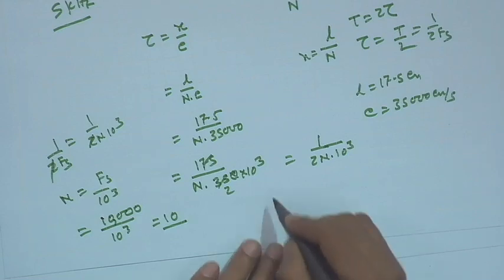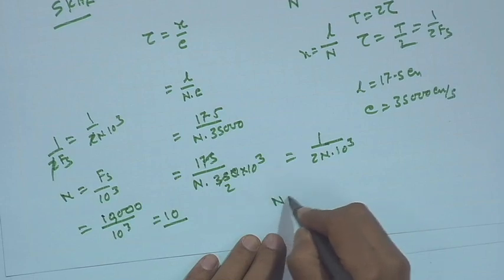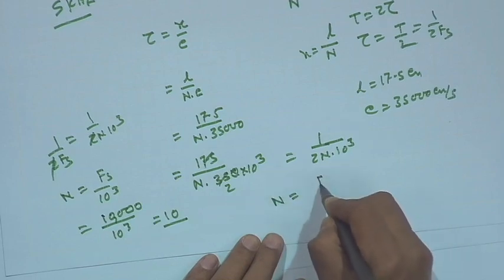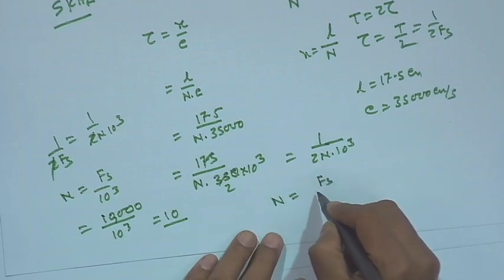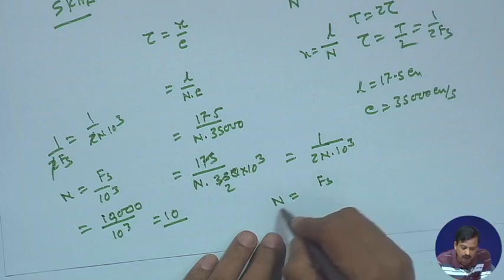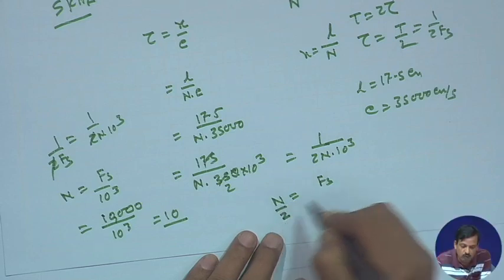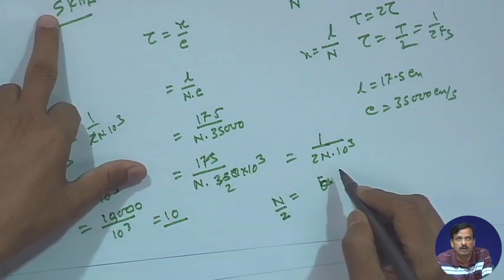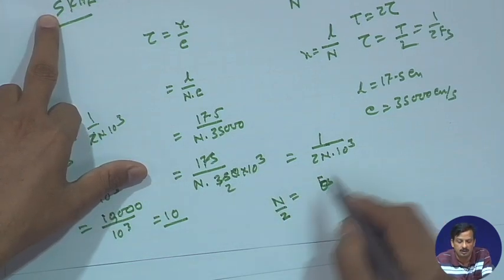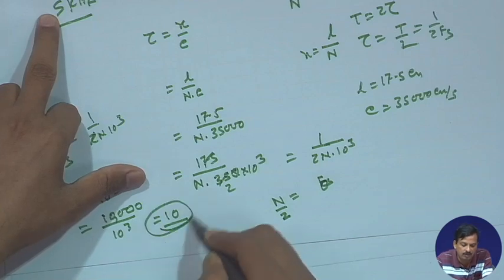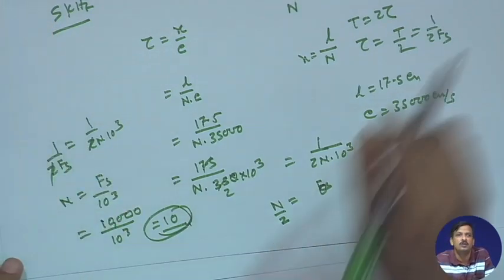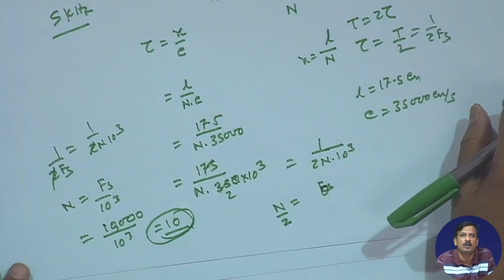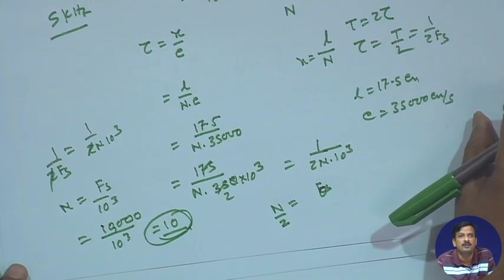Okay. Or I can say n by 2 is nothing but the bandwidth, if Fs is equal to 2B, 5 kilohertz. Okay. So, 10 sections are required to model that tube; for 5 kilohertz bandwidth, I require 10 sections.